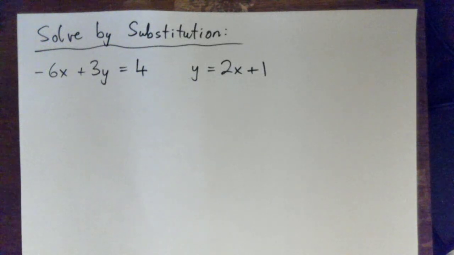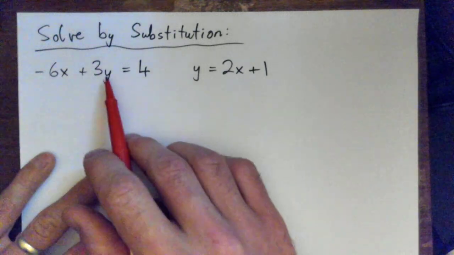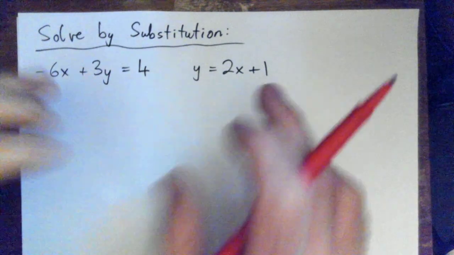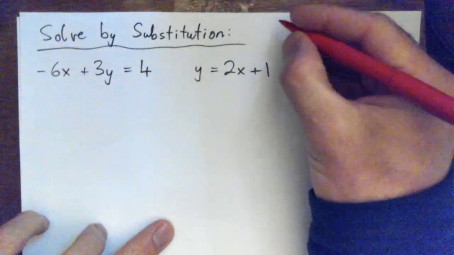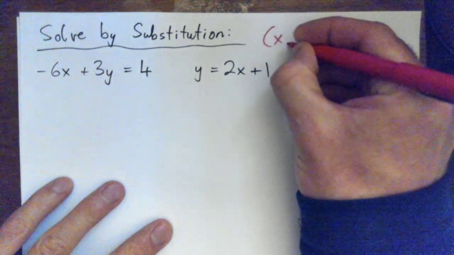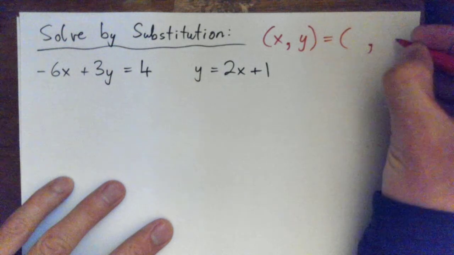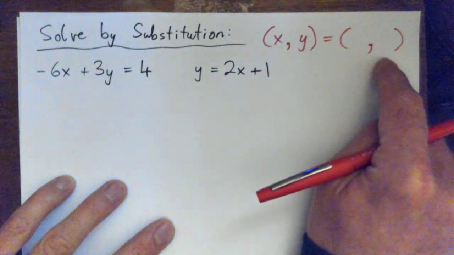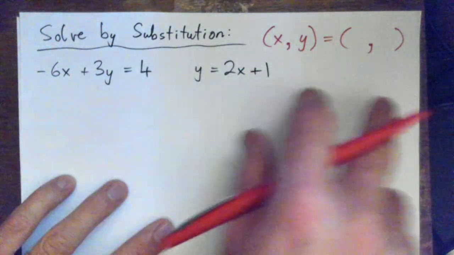Alright, so we're going to solve this by substitution. We've got negative 6x plus 3y equals 4 and y equals 2x plus 1. So these are two separate equations and we've got to solve for x and y. Our answer should look like (x, y) equals something. We need two numbers, whatever x is and whatever y is, that we can plug into both equations to make them both work.